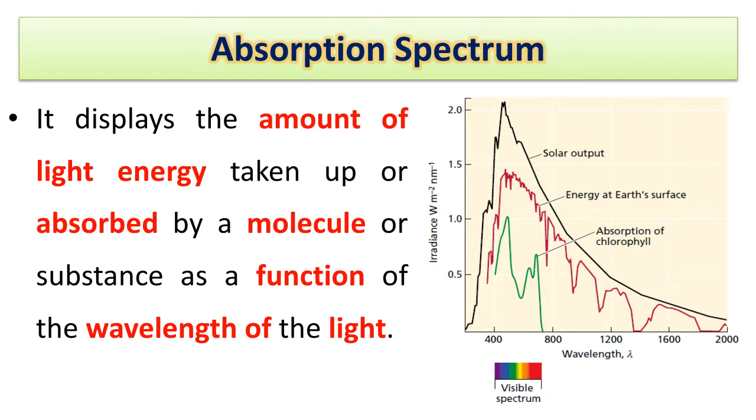Now when this light falls on or interacts with matter, some amount of energy is absorbed by the matter. This amount of energy which is absorbed depends on the wavelength of the light which is interacting with the matter. Now see this graph.